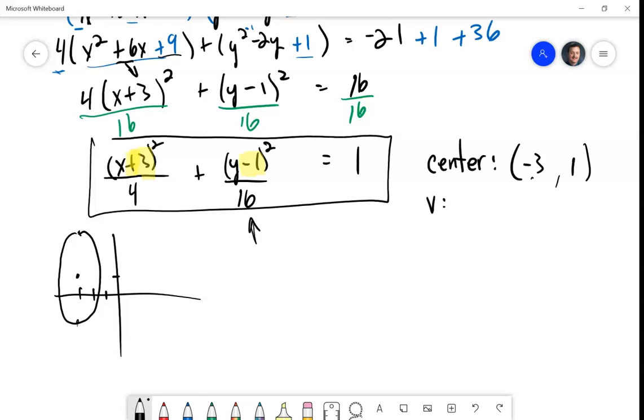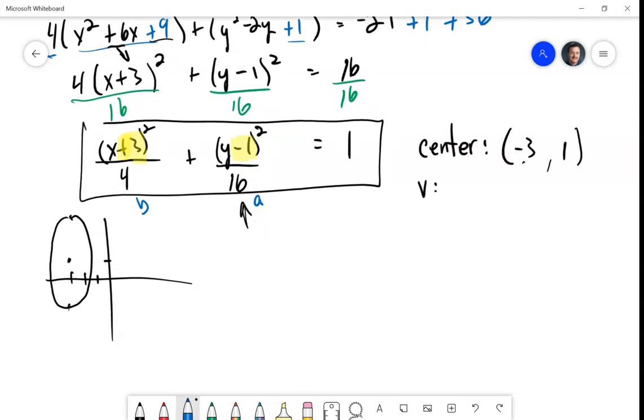So I'm going to treat this like my A and this like my B. Remember, A is the bigger number. So in that case, this number on the bottom is a squared. I need to know what a is. If a squared is 16, that means a is 4, which means that from this point, negative 3, 1, I need to go up 4, and then go down 4 in order to figure out those vertices.